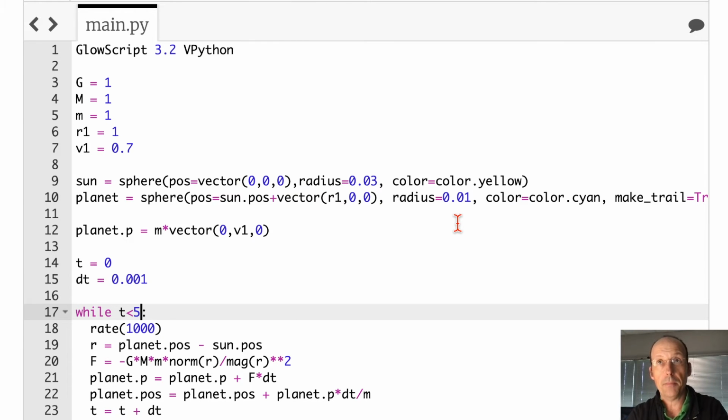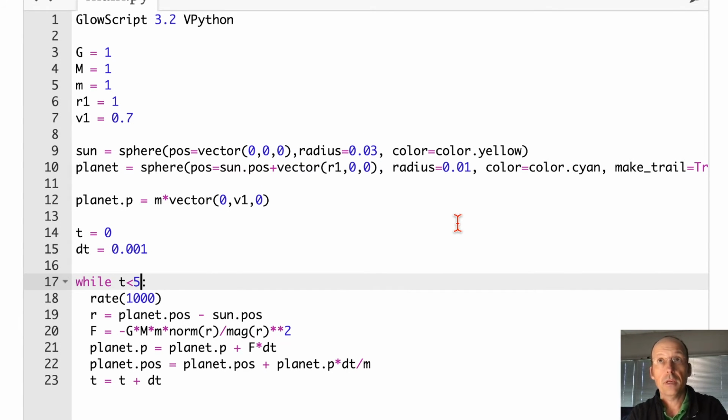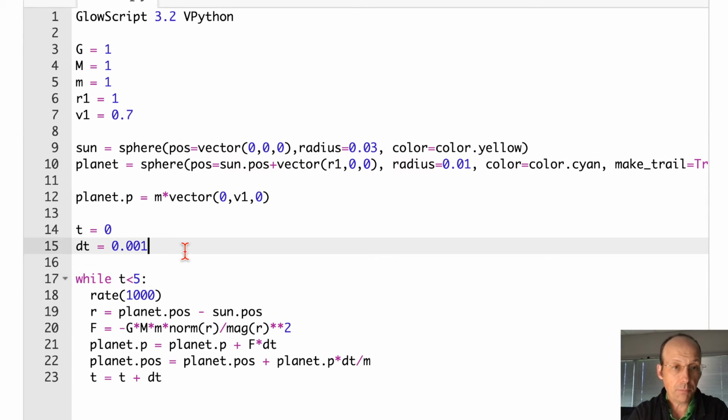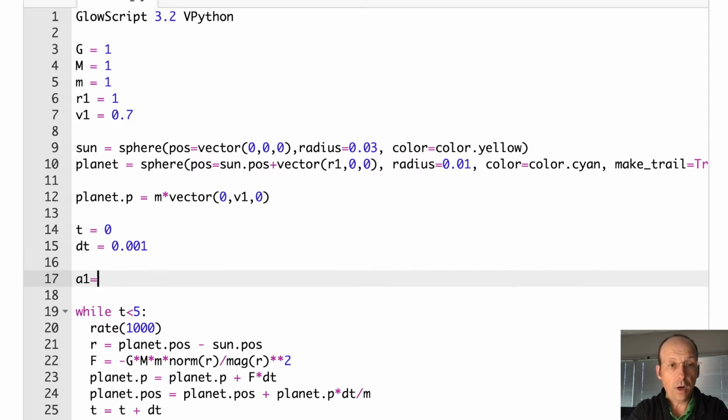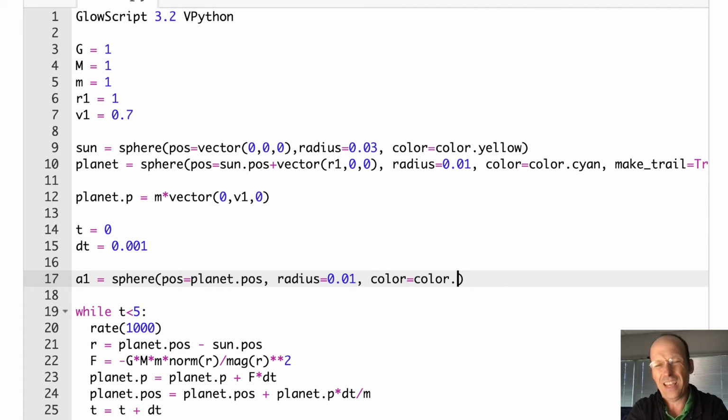I'm going to make them how big? 0.02, just so you can see them. And let's make them red and blue. So let's make the points. I'm going to say A1 equals sphere, position equals planet.pos. It's going to start in the same spot. Okay, that's where I'm going to start it. And it has a radius of 0.01 and a color of red. Color equals color.red. It doesn't have to be, but.